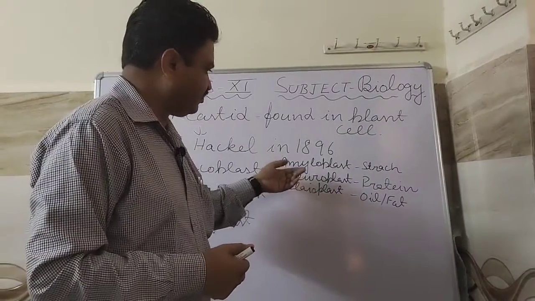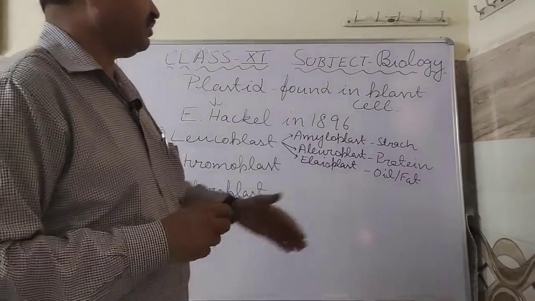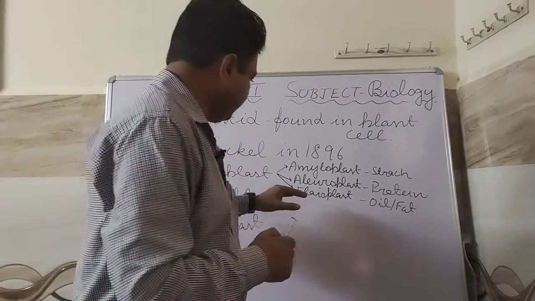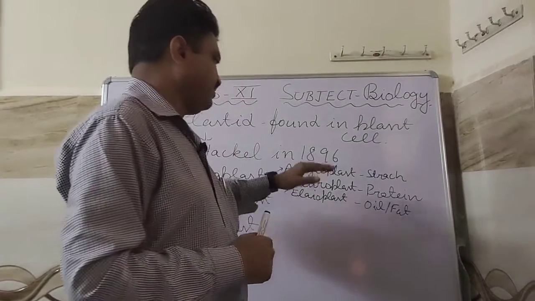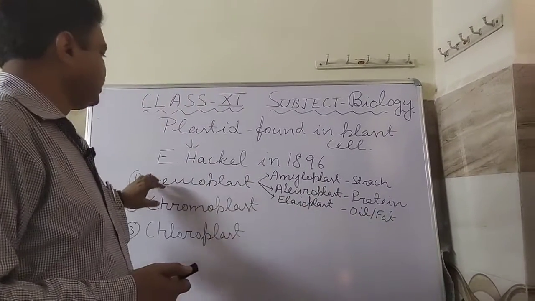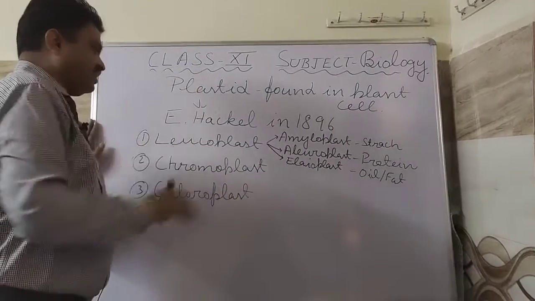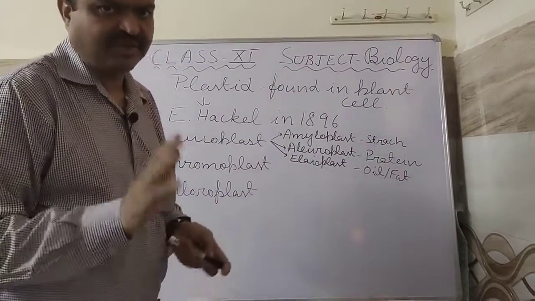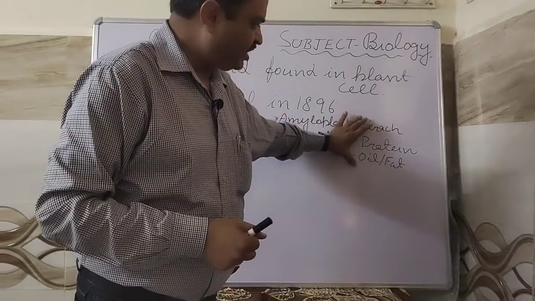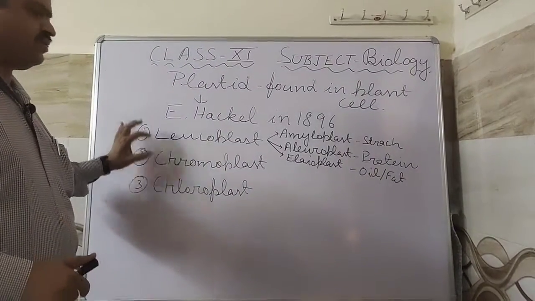Now we come to aleuroplast. It is the particular type of plastid that stores protein. And next is elaioplast. What do they store? They store oil and fat. So leucoplast is the plastid that does not have any color, it is colorless, but it stores different biochemical substances in it.